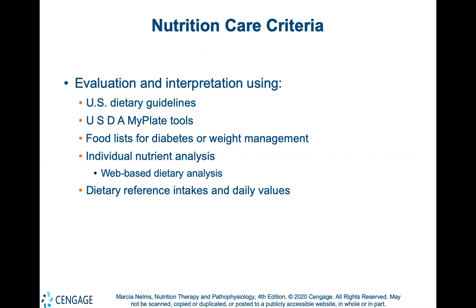These data give the clinician an overall look at the adequacy, variety, moderation, and balance. Food list for diabetes weight management. This method of analysis uses the food list established jointly by the American Diabetes Association and the Academy of Nutrition and Dietetics. Use of this list provides a quick, rough estimate of kilocalorie, protein, carbohydrates, and fat in the diet.